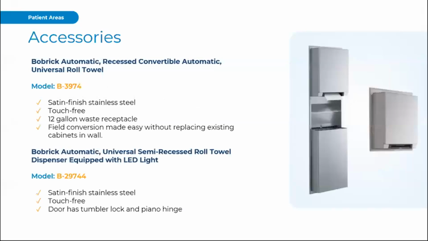Looking at some of the other accessories and our drying solutions now, our towel dispenser or other hand drying equipment must be operable with one hand, with a dispensing height not more than 1200 millimeters above the finished floor and located not more than 610 millimeters measured horizontally from the edge of the lavatory.